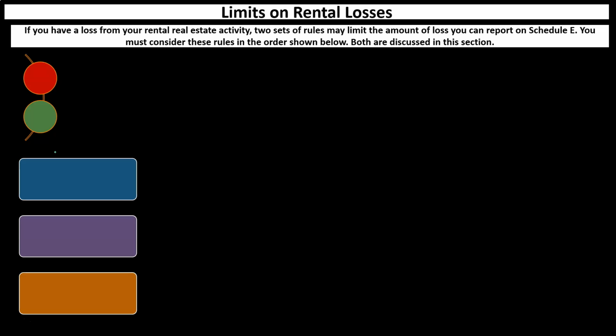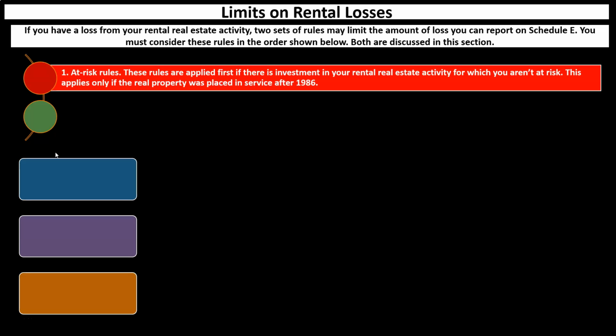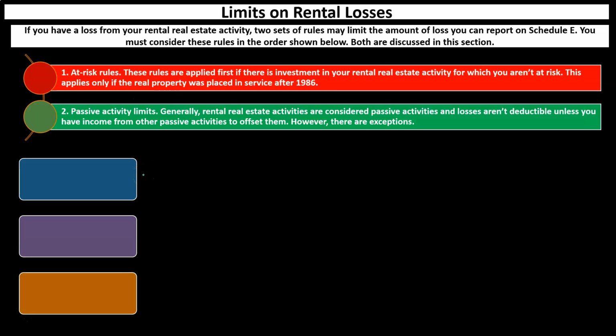So if you have a loss from your rental real estate activity, two sets of rules may limit the amount of loss you can report on Schedule E. You must consider these rules in the order shown below. Both are discussed in this section. So we have the at-risk rules. These rules are applied first if there is investment in your rental real estate activity for which you aren't at risk. This applies only if the real property was placed in service after 1986.